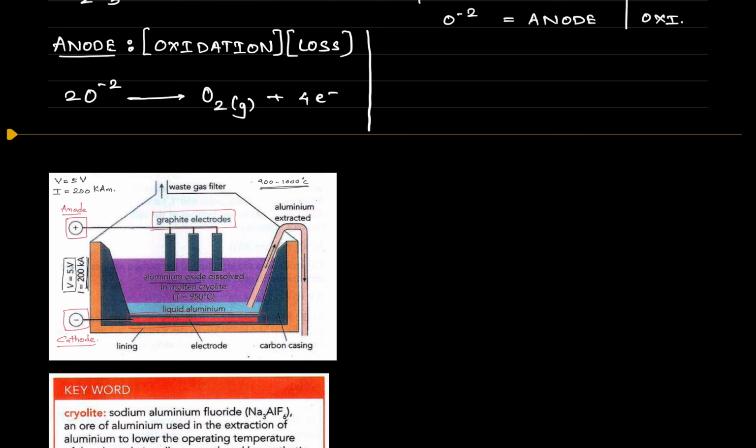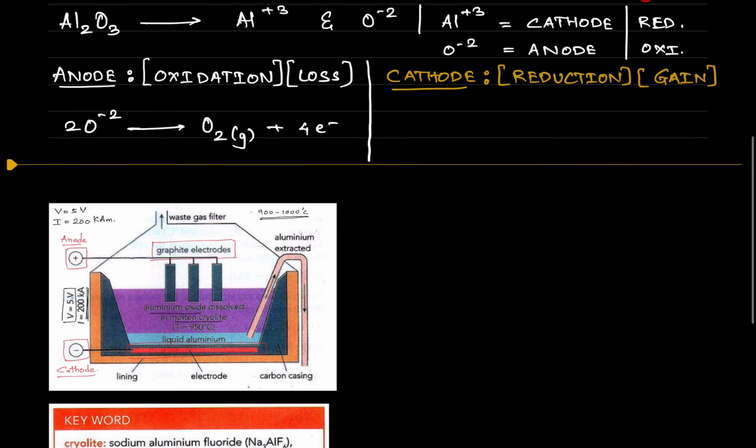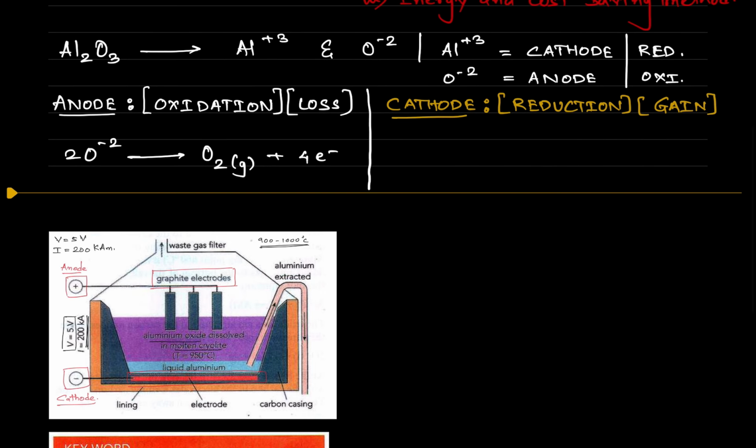Now, similarly, let's understand what happens at the cathode. At the cathode, we know reduction takes place, and reduction is nothing but gain of electrons, right? Oxidation is the loss of electrons, so reduction is the gain of electrons. Now the cathode being negative, obviously who is going to get attracted? It's the aluminium. So Al³⁺ will gain 3 electrons and finally get converted into Al solid.